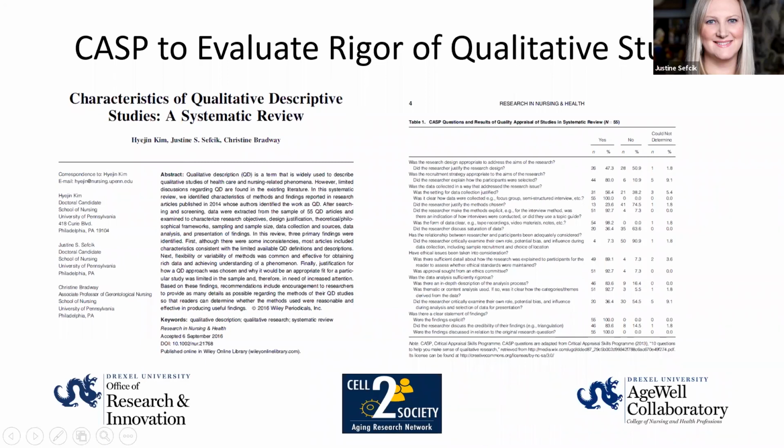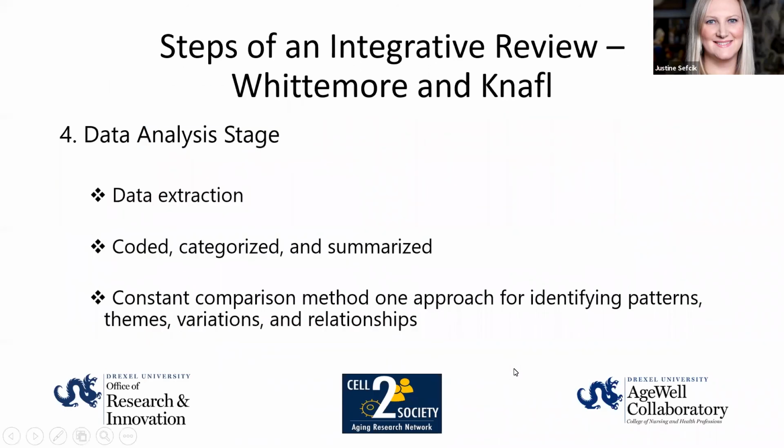And you could see, you know, there's questions like, did the researcher justify the research design? And then we could say yes, no, or could not determine. And these are all qualities of a good paper that you hope is there, but they're not always there. And so this might be of interest depending on what type of literature that you're looking at, that you might want to use something like a CASP tool.